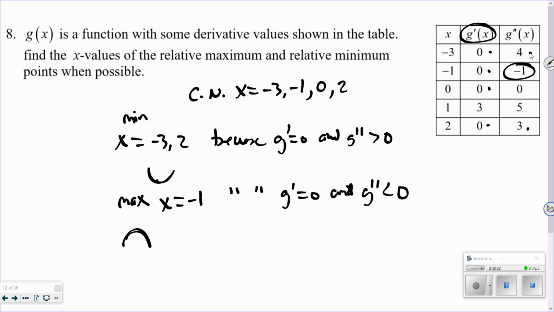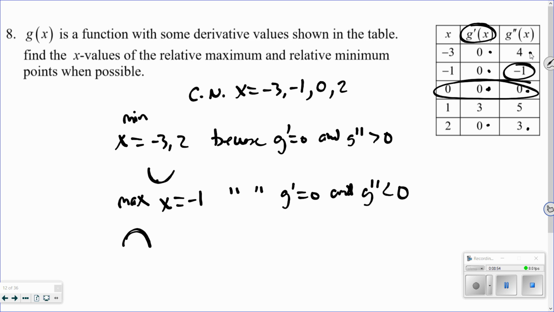Now the one I want to point out is this one right here. At this point right here, it can't be determined. The reason why is because even though it's a critical number, the derivative is equal to 0. The second derivative is also equal to 0, so we can't tell if it is concave up or concave down, which means we can't tell if it's a max or a min. It could be, it might not be. We just don't have enough information to determine it.